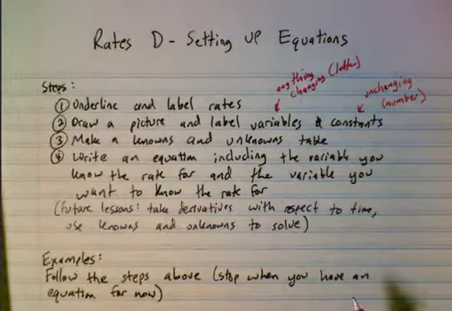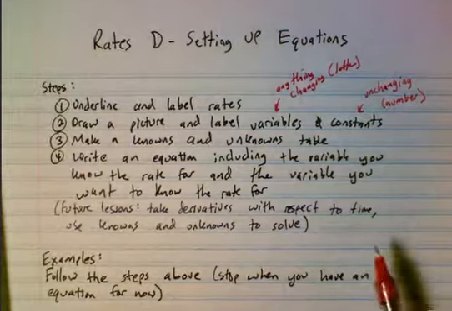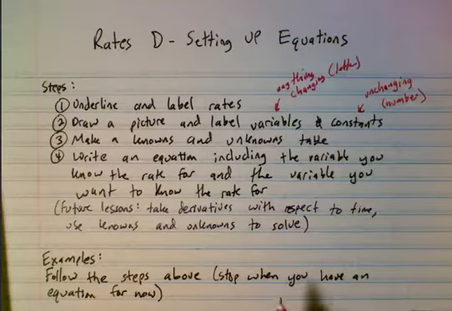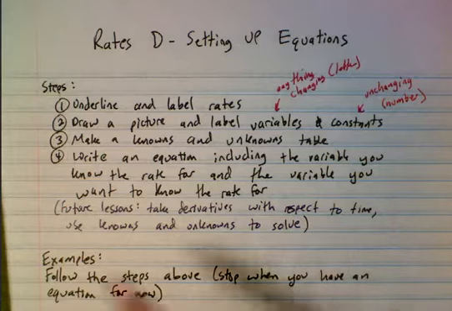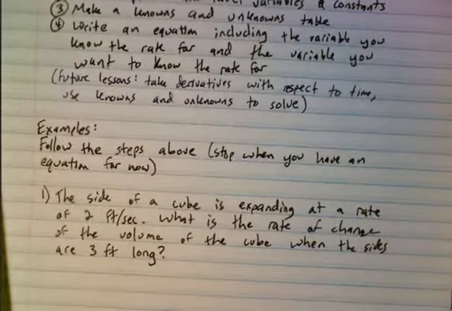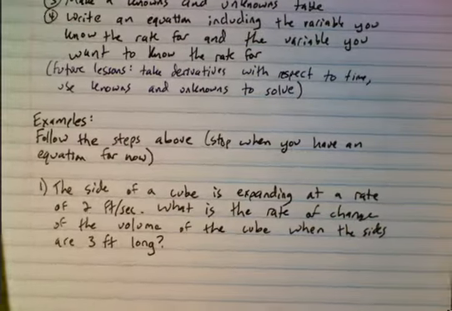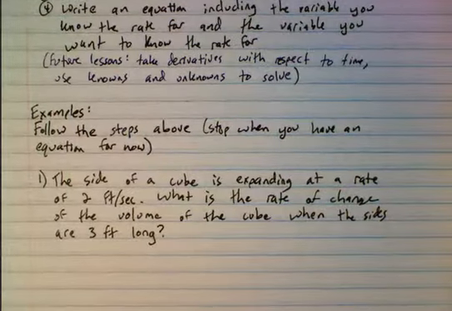In future lessons, we're going to work on taking derivatives with respect to time and then using that knowns and unknowns table to solve. But where I see students running into trouble oftentimes is that they go straight for trying to put numbers in and the rates in. No, the very first thing is just to make sure that you've got the equation set up right. So let's look at this example. We're just going to stop when we get to the fourth step above.